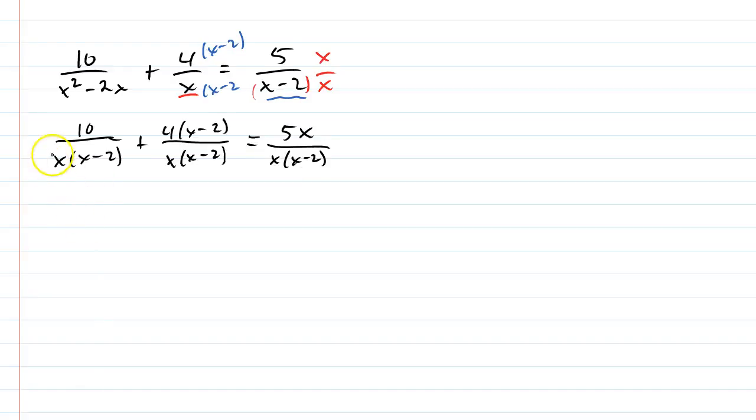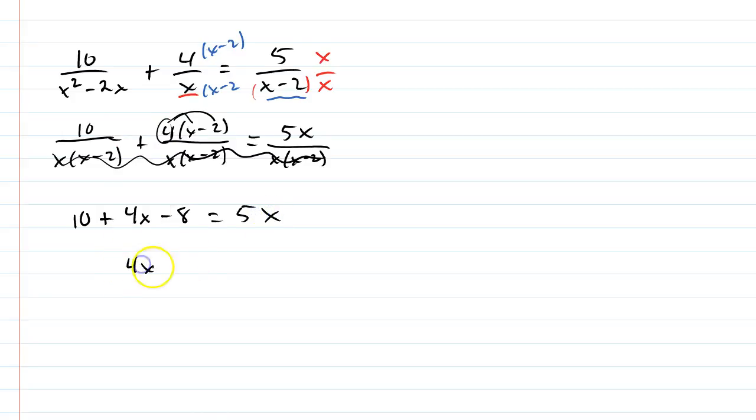Okay, now we have all the same denominator, so we can ignore that and focus on solving the numerators. Now I did two things here. I did distribution, and then I'm going to be combining like terms, so 10 minus 8 is 2. If I subtract 4x on both sides, I get x equals 2.